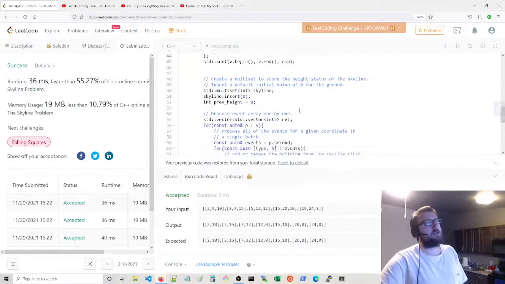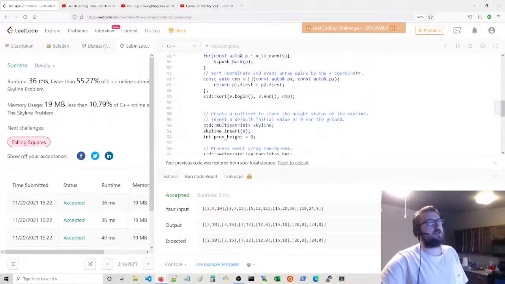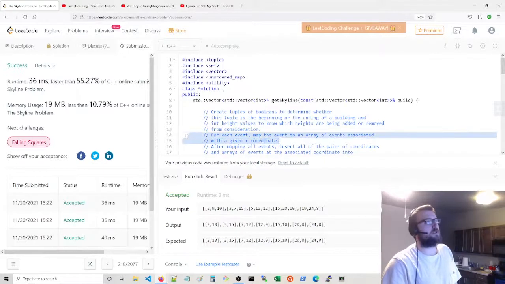I don't know. I'm kind of conflicted now. I'll just say you could use a heap and keep the height and the right side, so you know when you should remove something from the heap, if it's been invalidated already or not.